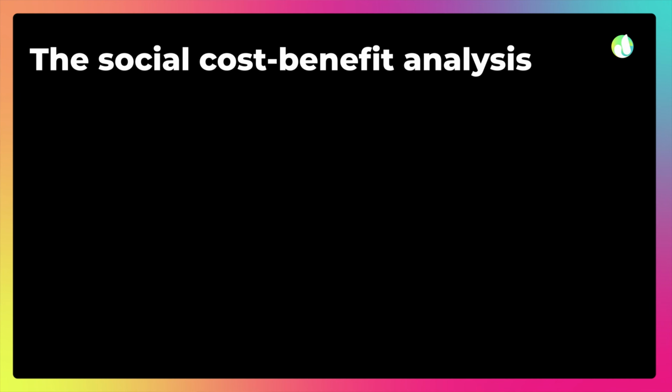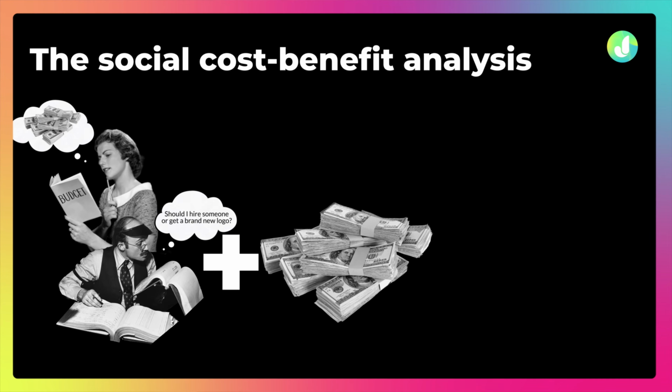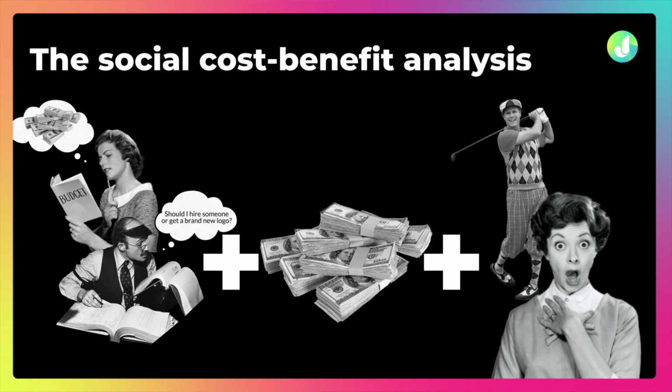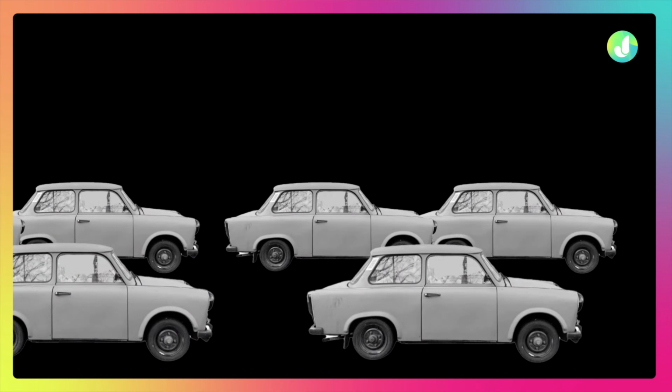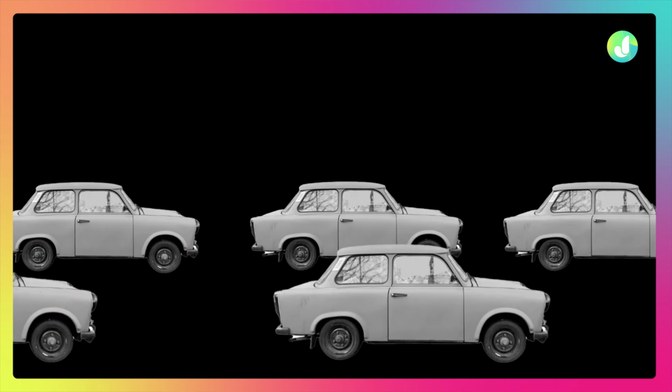The social cost-benefit analysis considers financial and economic costs plus benefits, plus the social impacts of a decision. It's more related to public policy and often used when deciding on how much money to spend on healthcare or education. It also takes into account things like quality of life. For example, suppose you're looking at building a new highway. Yes, you're making it easier for people to get around, but what about the negative impacts of increased traffic and pollution?